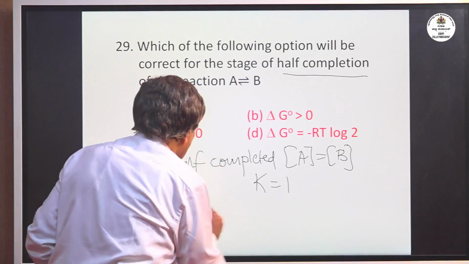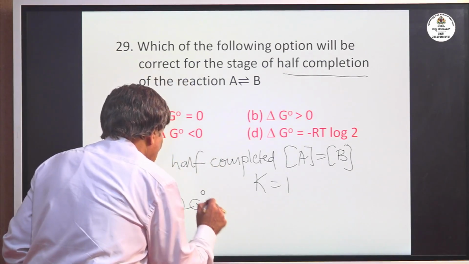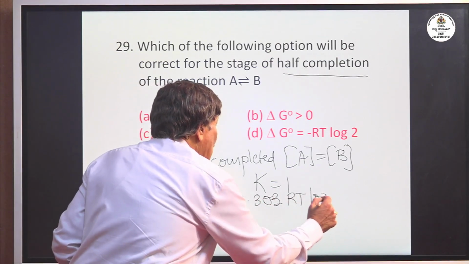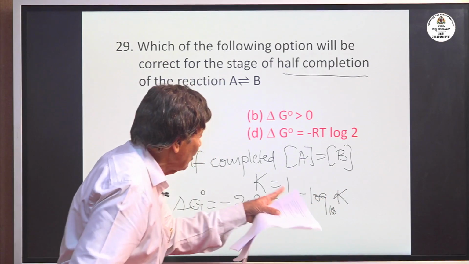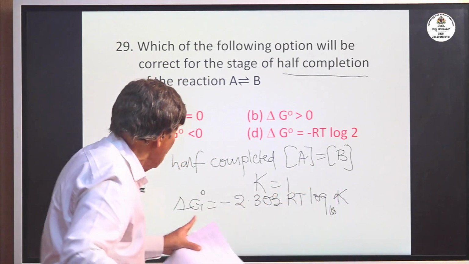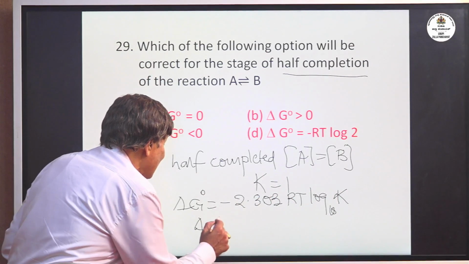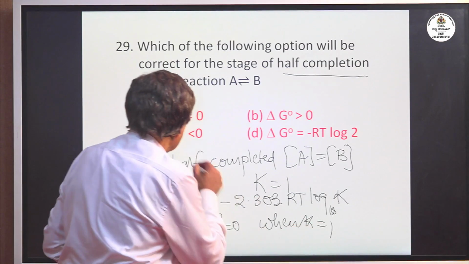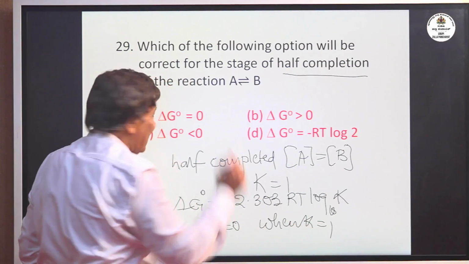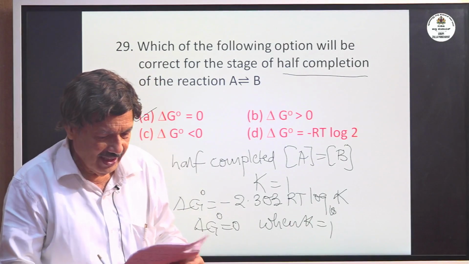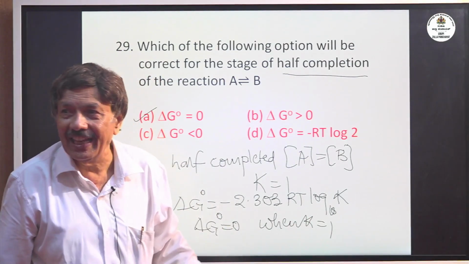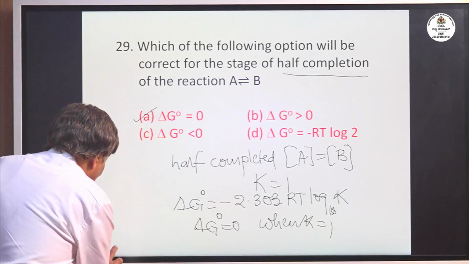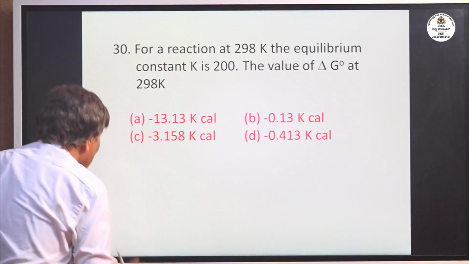When the equilibrium constant is 1, delta G naught is equal to minus 2.303 RT log to the base 10 of K. Log 1 is 0, so obviously delta G naught is equal to 0. When K becomes 1, delta G naught is 0. Option A is the right answer. Yes, dear friends, we will move on to the last question, which is again based on the same concept.